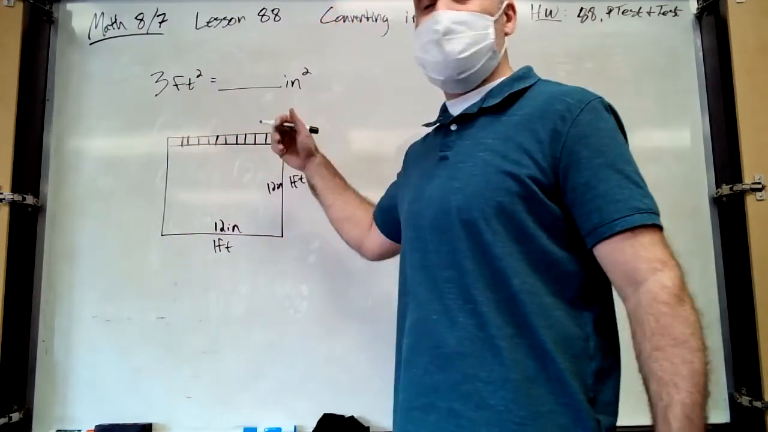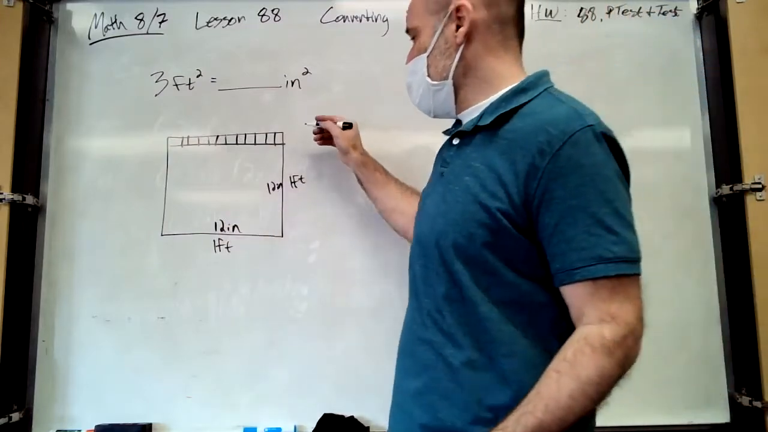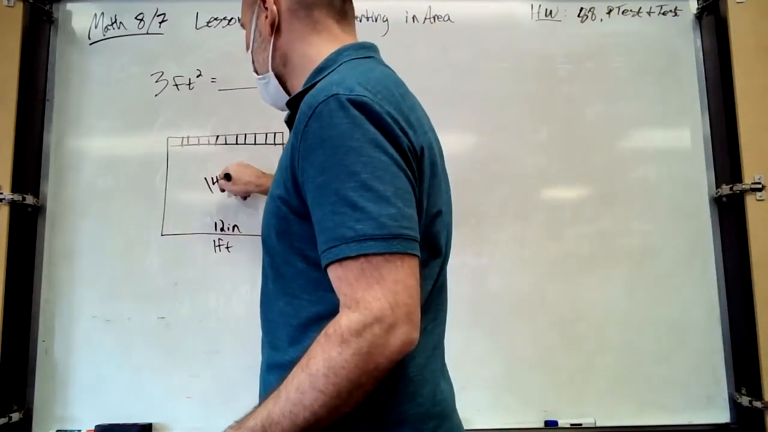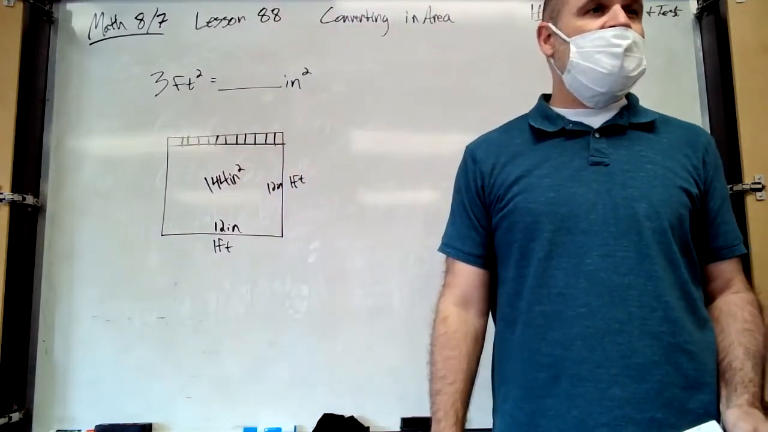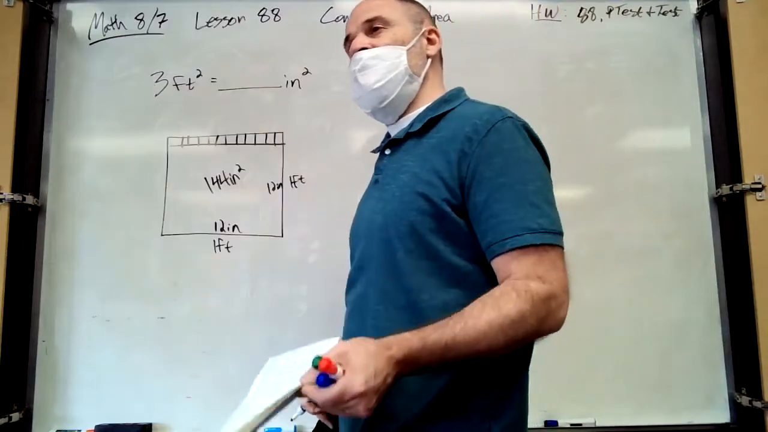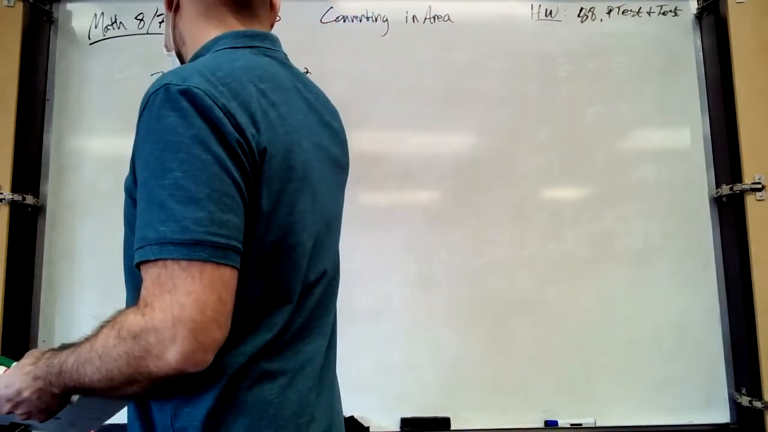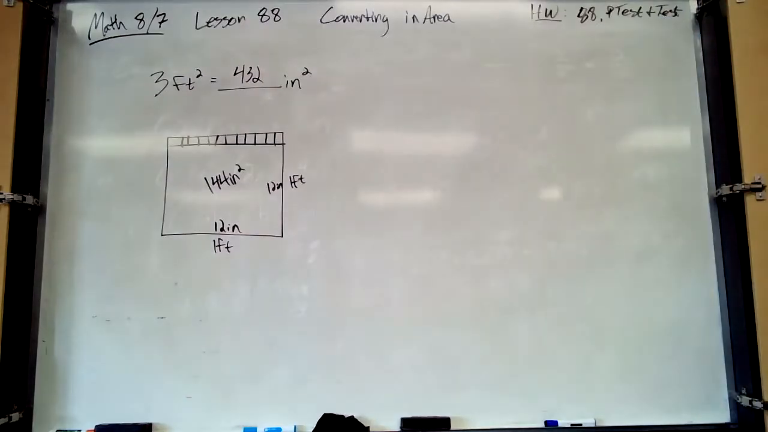We've got a 12 by 12, like all these are square inches. There's 144 square inches in 1 square foot. So how many square inches are in 3 of these? 144 times 3, 432. Crazy, right?